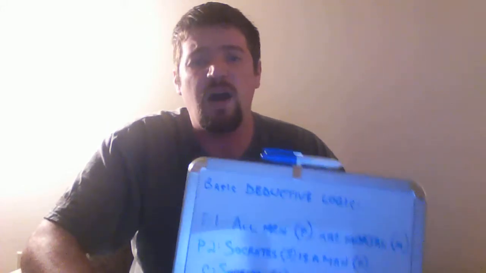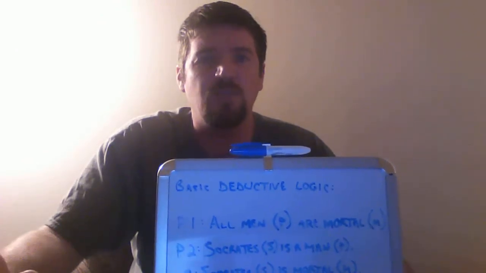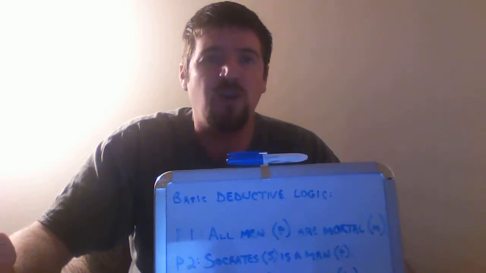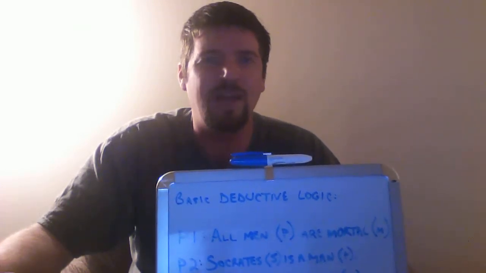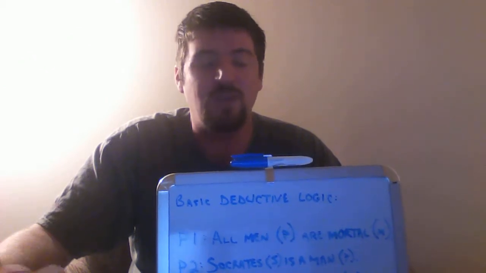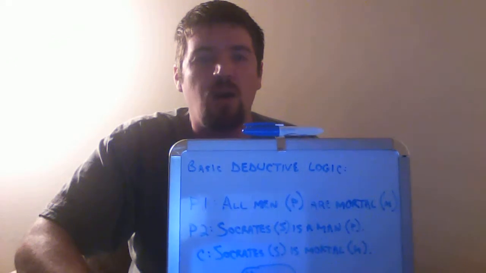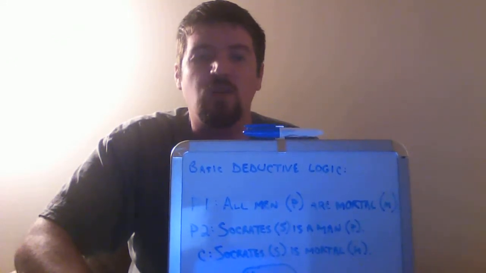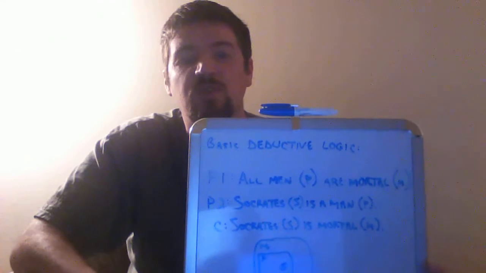Let's look at the classical example. This is the one that almost everybody learns when they first learn logic. Aristotle was the father of logic. He's the one who first came up with these systems, and that's why the classic argument mentions Socrates. Premise 1, all men are mortal. Premise 2, Socrates is a man. Conclusion, Socrates is mortal.